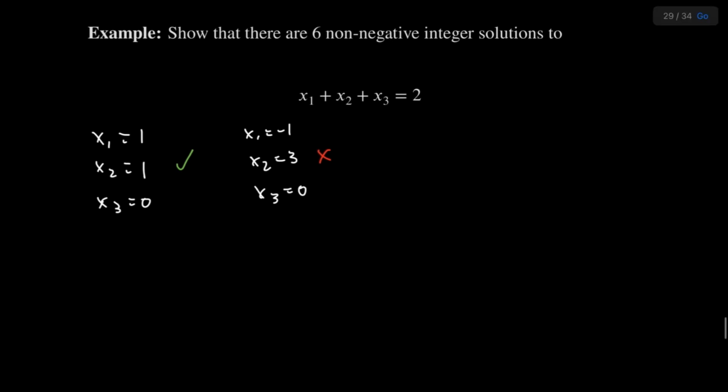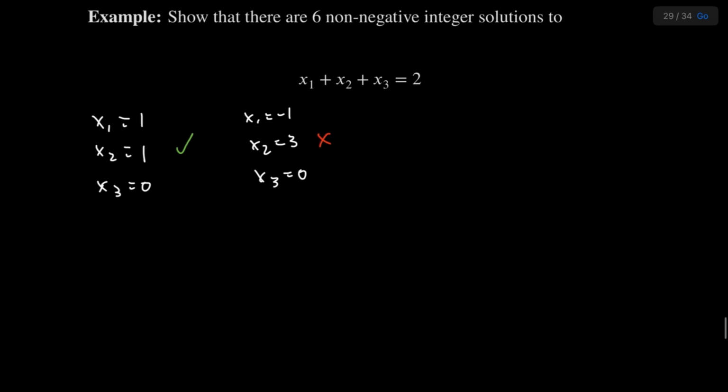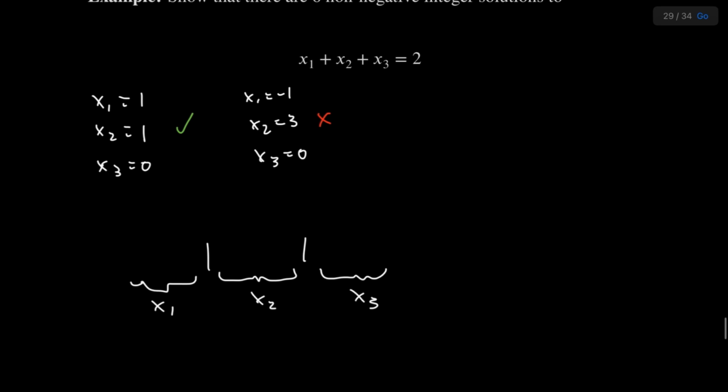So there are 6 such non-negative integer solutions. Well, you can just count them. That wouldn't be too hard to do. But there's a bit more of a general way to do this, and it's with bars and stars, right? You can imagine here, we set up our bars, where this first part will be for x1, this part will be for x2, and this part will be for x3. And our stars are essentially integers. So if I want to take this solution and put it into bars and stars form, I just put 1 star with x1, 1 star with x2, and nothing in x3, right?